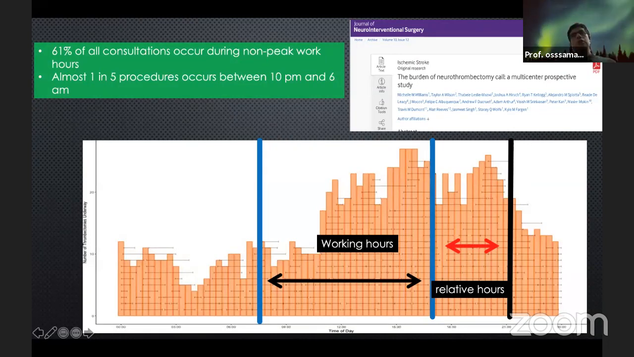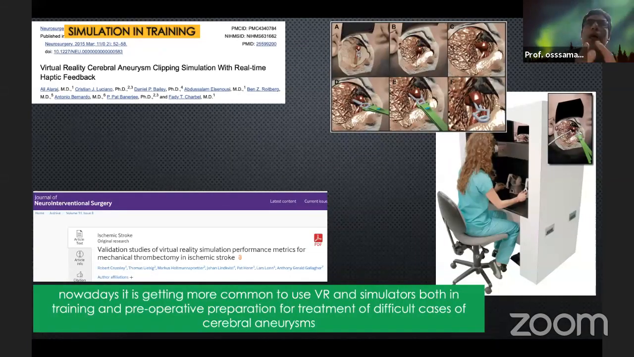So I think we should be balanced, in a position balancing between achieving a highly skillful practitioner and avoiding burnout of the practitioner, because as we know, the number of neurointerventionalists in our area is very limited, and we need to achieve a high learning curve in a very short time period. And at the same time, we should avoid the burnout of our practitioners. So this brings me to the next item, which is simulation in training.